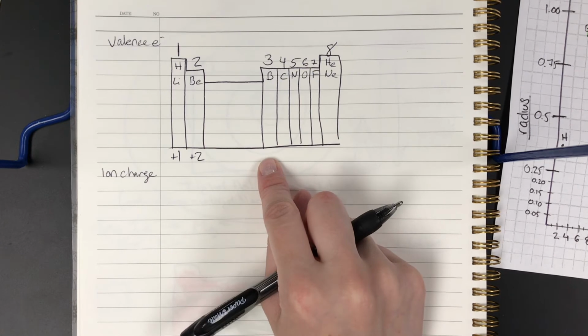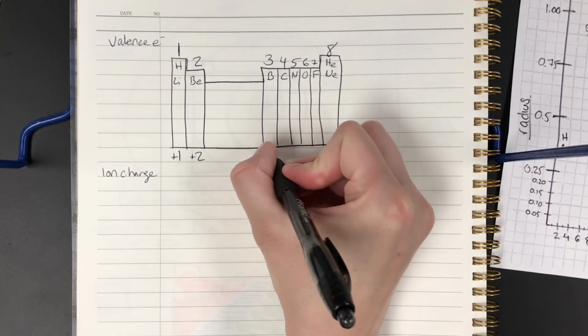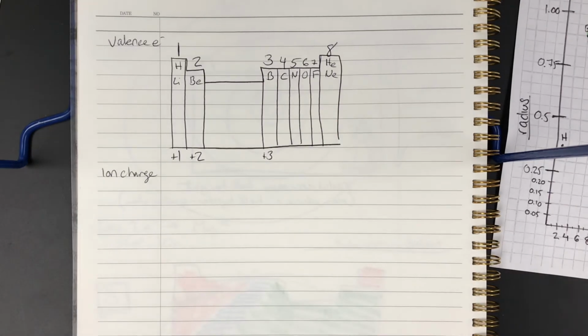All right, what about boron? If it has 3 valence electrons, what does it want to do? It's going to get rid of those 3, so it drops down to the next shell, which means it lost 3 negative charges, so it has 3 more positive charges than negative. It's going to form an ion with a charge of +3.